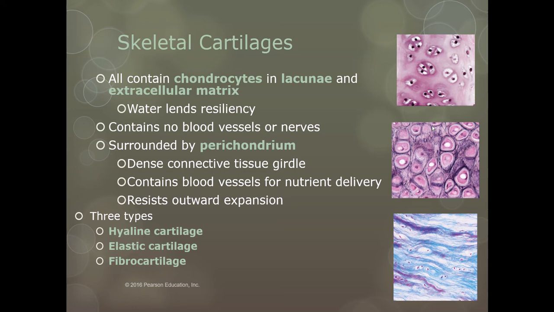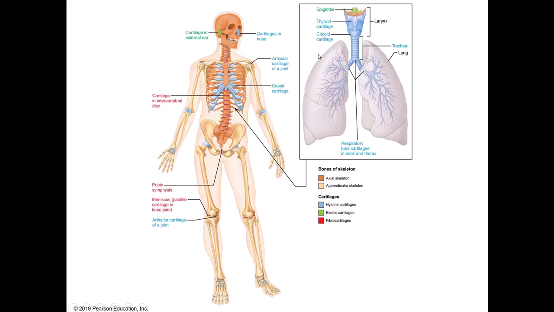taking abuse. And so we find our cartilaginous tissues in areas where we need that resiliency. So the most abundant of the skeletal cartilages is hyaline cartilage. It makes up the costal cartilages around our ribs that attach our ribs to our breastbone or sternum.